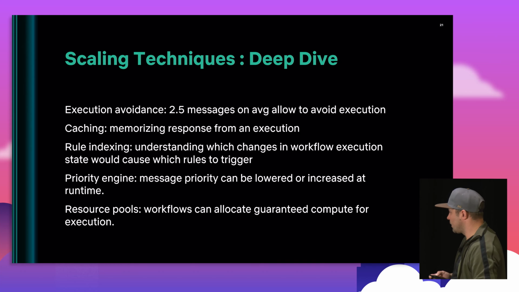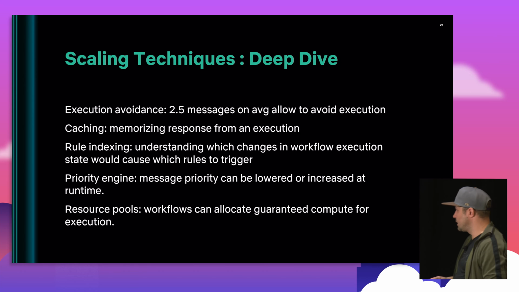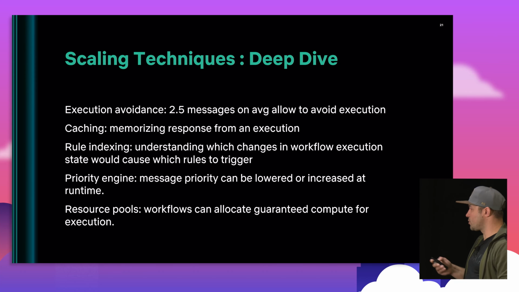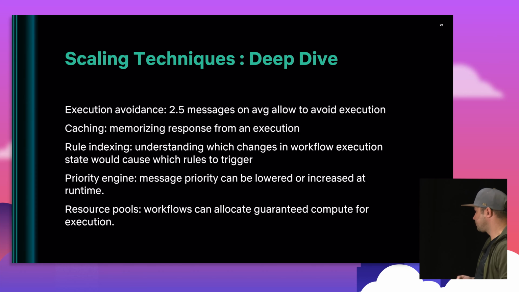Priority engine. So message priority can be lowered at runtime or increased if needed. And how priority works is that the top level workflow would set it, and then it gets propagated across all of the workflows. And engineers have an option to lower or increase it based on the work that the workflow is doing. So resource pools.